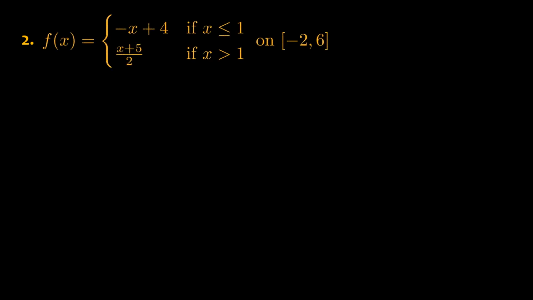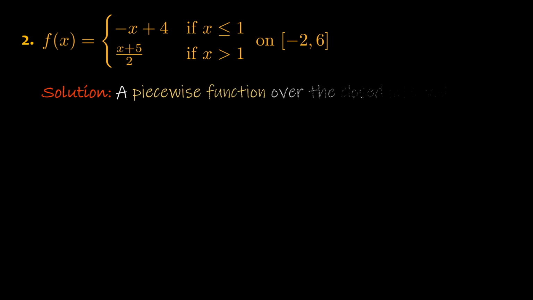Number 2. F of x equals -x plus 4, if x is less than or equal to 1, and x plus 5 all over 2, if x is greater than 1, on the closed interval -2, 6. Solution: f is a piecewise function over a closed interval -2, 6.